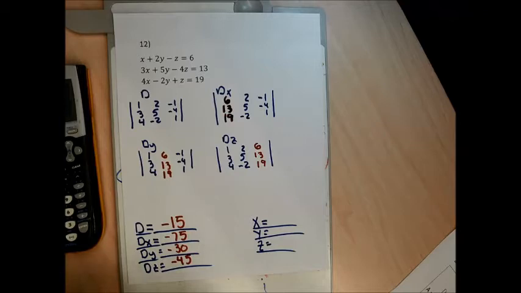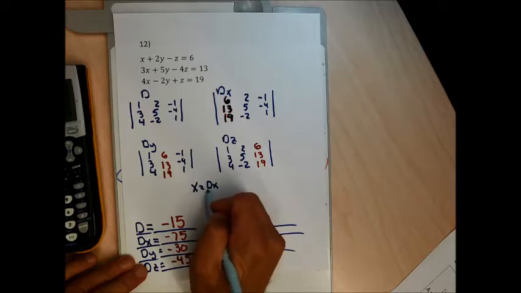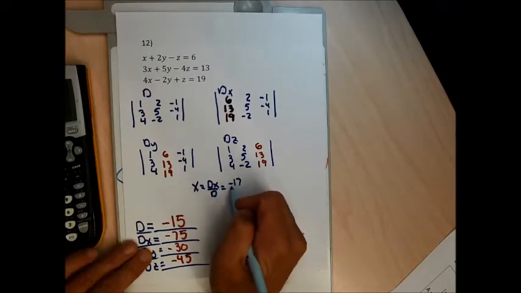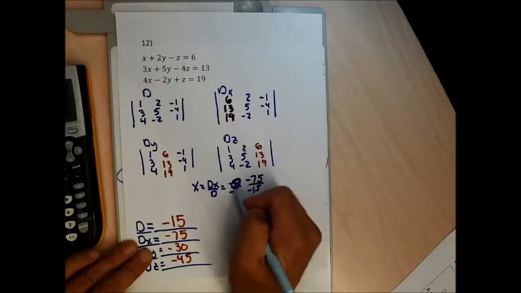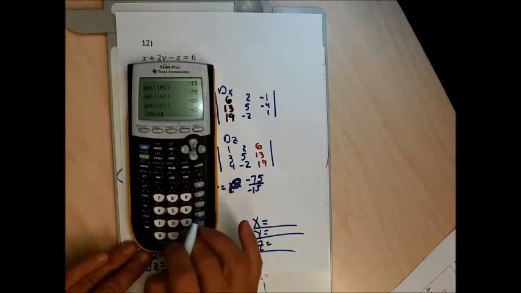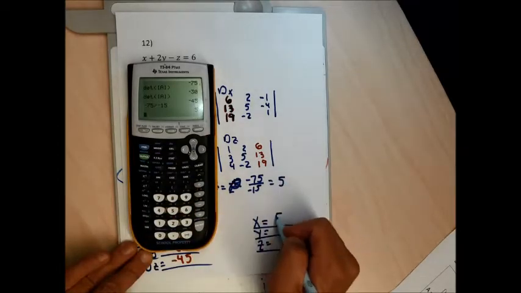Now I'm basically done. X is going to equal the D sub x number divided by the D number. The D sub x number is negative 75. The D number is negative 15. So I'm going to go negative 75 divided by negative 15, and I get 5. So my x is going to be 5.